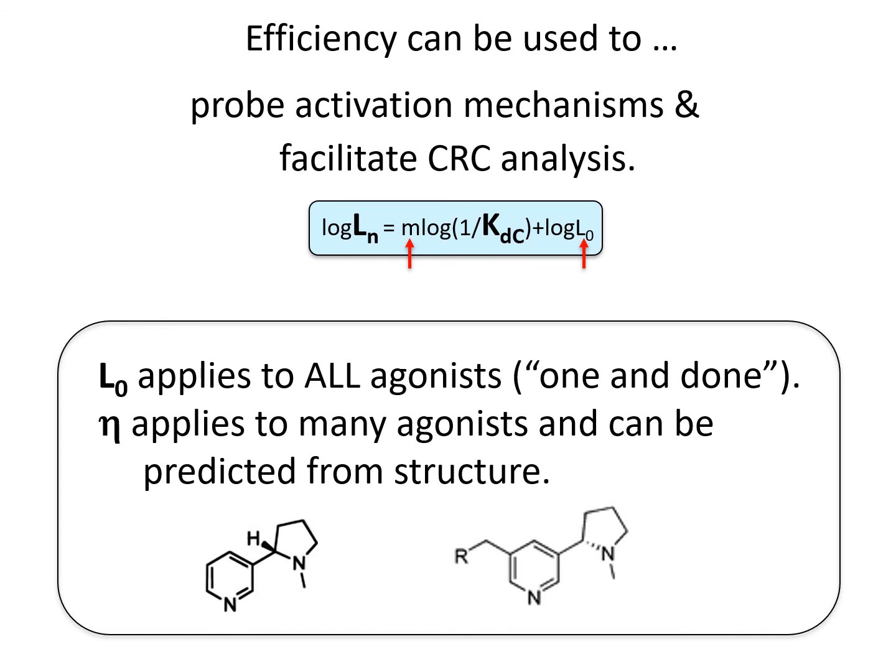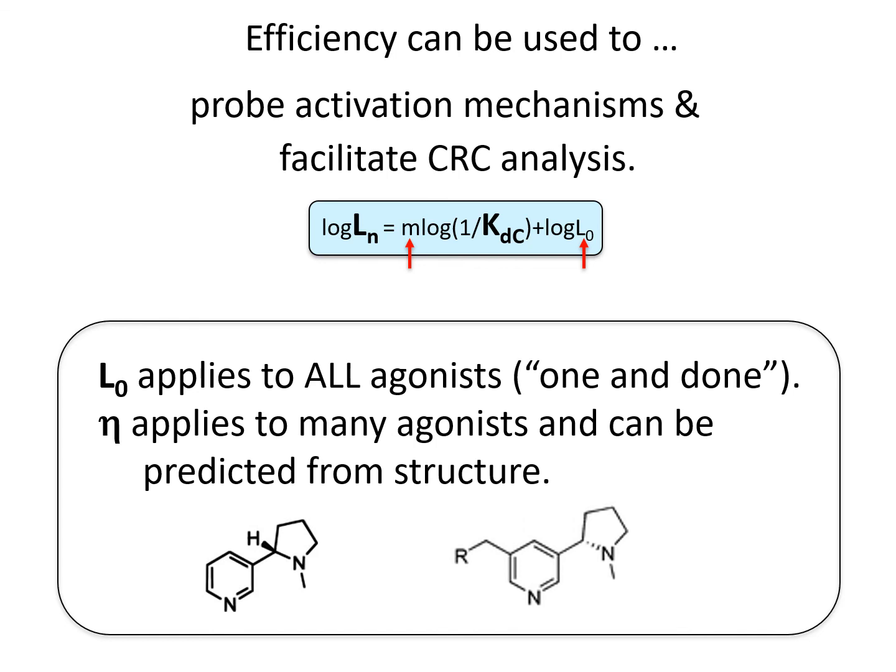So these are reasons why I think someday we will know much more about L0 and efficiency. These are early days. Once you know L0, you're done with it. There's many ways to measure it. It takes a little bit of work, but it's definitely worth it. You get that number, you know it, it's for all time. And efficiency applies to many agonists, as I showed you.